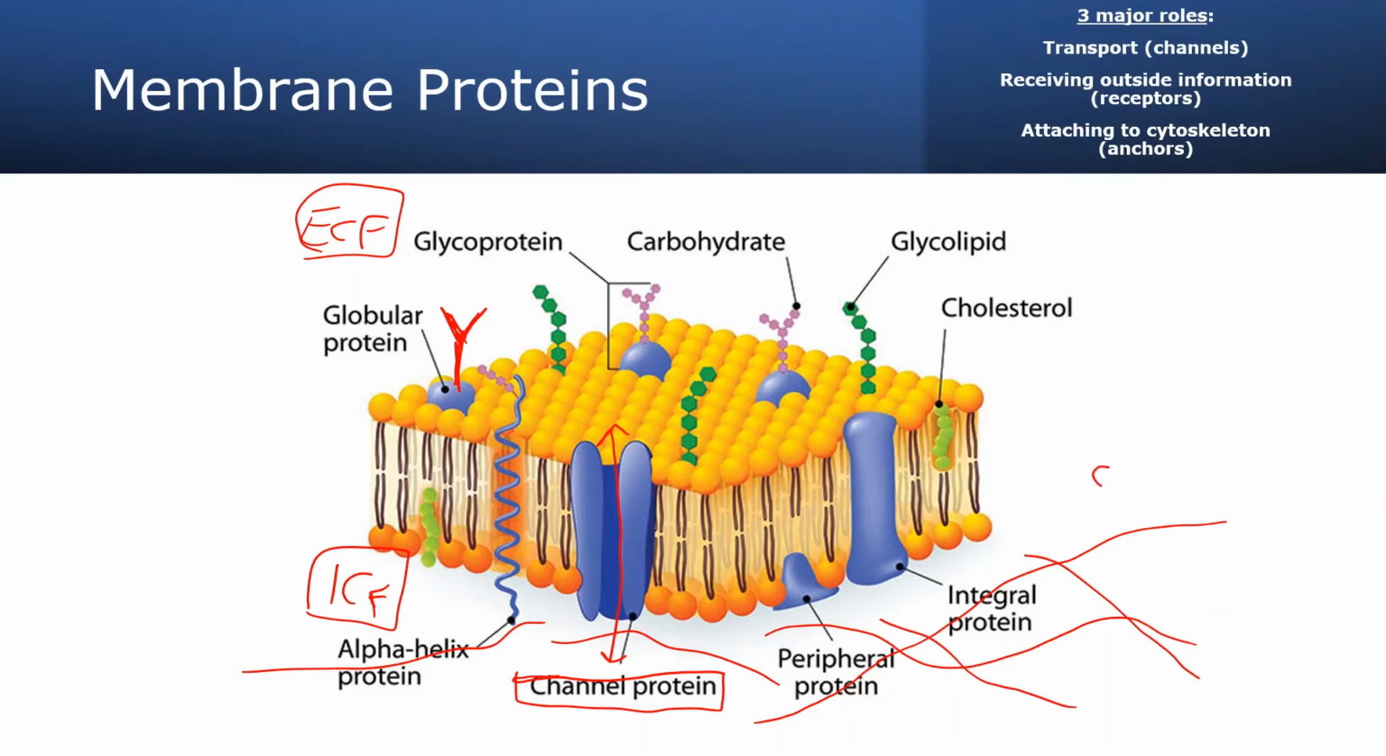These are called threads of the cytoskeleton, and I don't go much into depth about it, but I will show you a slide during the organelles talk about the cytoskeleton. And it does what you would think it does. It acts as a kind of skeleton of the cell. Some of these proteins that are on the inside here can grab onto these cytoskeletal elements and use them as anchors. So up here, the three major roles of these membrane proteins are channels or tunnels for transport, receptors for getting information, and some act as anchors to attach to the cytoskeleton, kind of holding the membrane onto the cell.